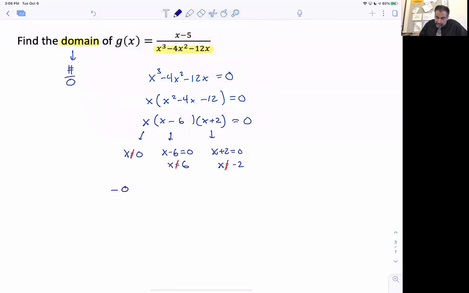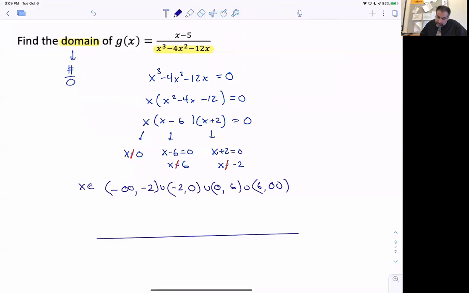Again, we're going to start at negative infinity. The first place we have trouble is negative 2. Then we're going to start at negative 2 and go to 0. Then we're going to go from 0 to 6. And then we're going to go from 6 to infinity. Again, all of these are going to be parentheses because the zeros cannot be included when we're talking about the denominator. Okay? And again, I like to show you this visual.